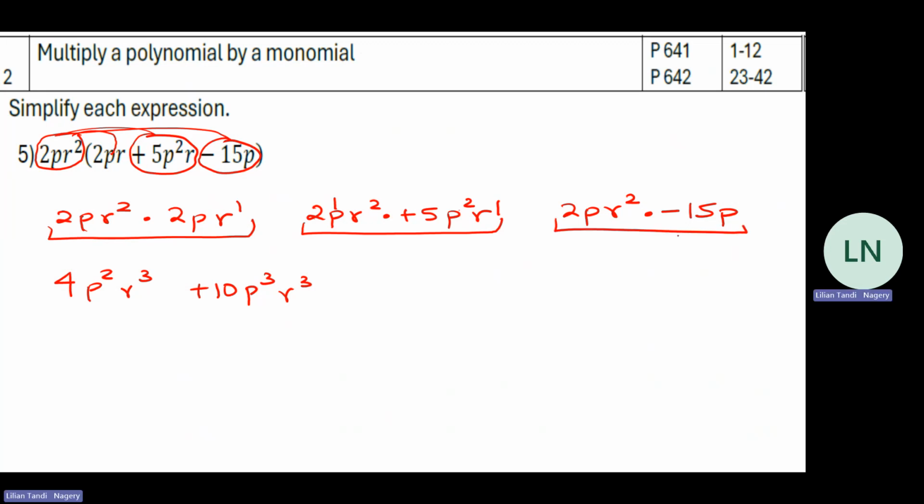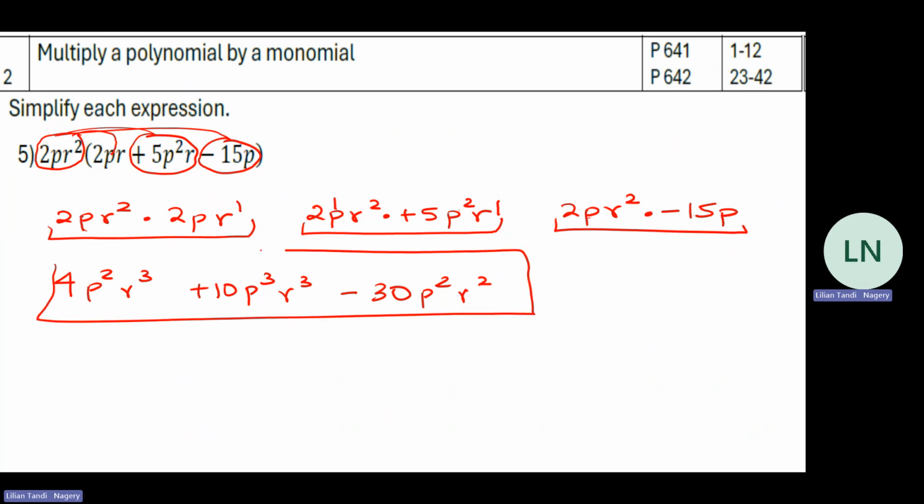Now I do this here. 2 times negative 15 is negative 30. P and p becomes p squared because you're multiplying. R squared does not have a friend, so it stays the same. So you box your answer.